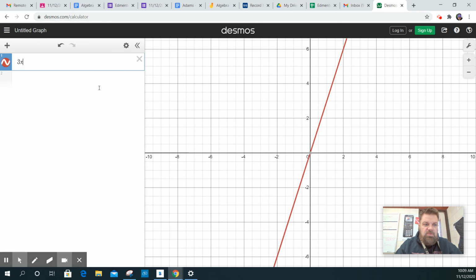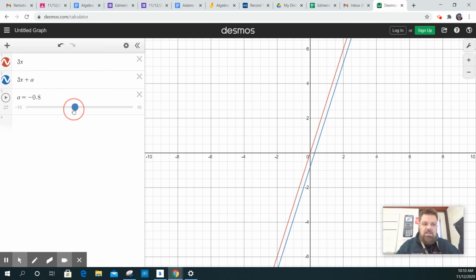Let's start with the parent function, which is 3x. And then we know that I can shift that up by saying 3x plus, and I'm going to put a 3 here. This is my function. Now watch what happens. If I put that at plus 3, all it's doing is shifting vertically this way. But if I think in terms of shifting horizontally, I'm only shifting to the right.